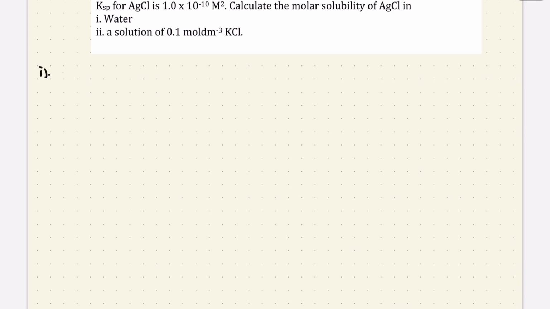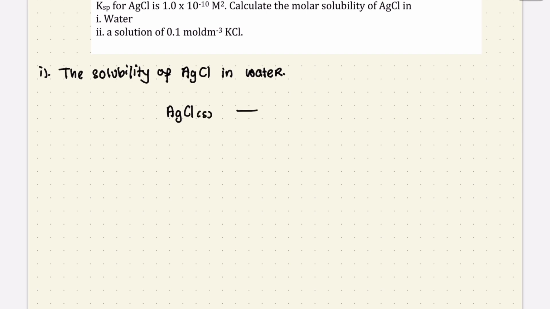Now let's start with the solubility of argentum chloride in water. So this is just the same thing as what you have always done before. The difference is previously it doesn't mention water, but you know that it is in water. But in this case, we want to see the solubility in water. So always start with the equation, argentum ion and chloride ion.